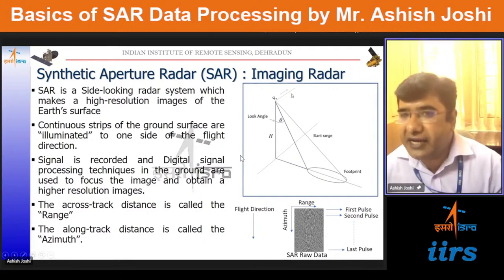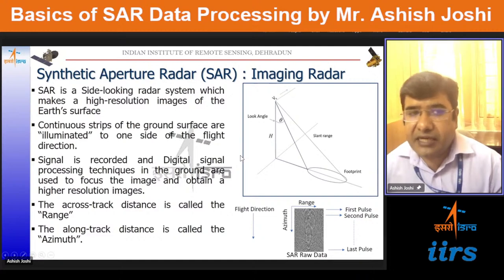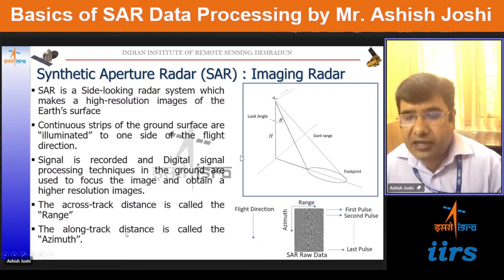So this is the flight direction. It is a side looking sensor, so it will look in one direction. The signal is recorded, and digital signal processing techniques on the ground are used to focus the image and obtain high resolution images. The across track direction is called the range and the along track direction is called the azimuth.